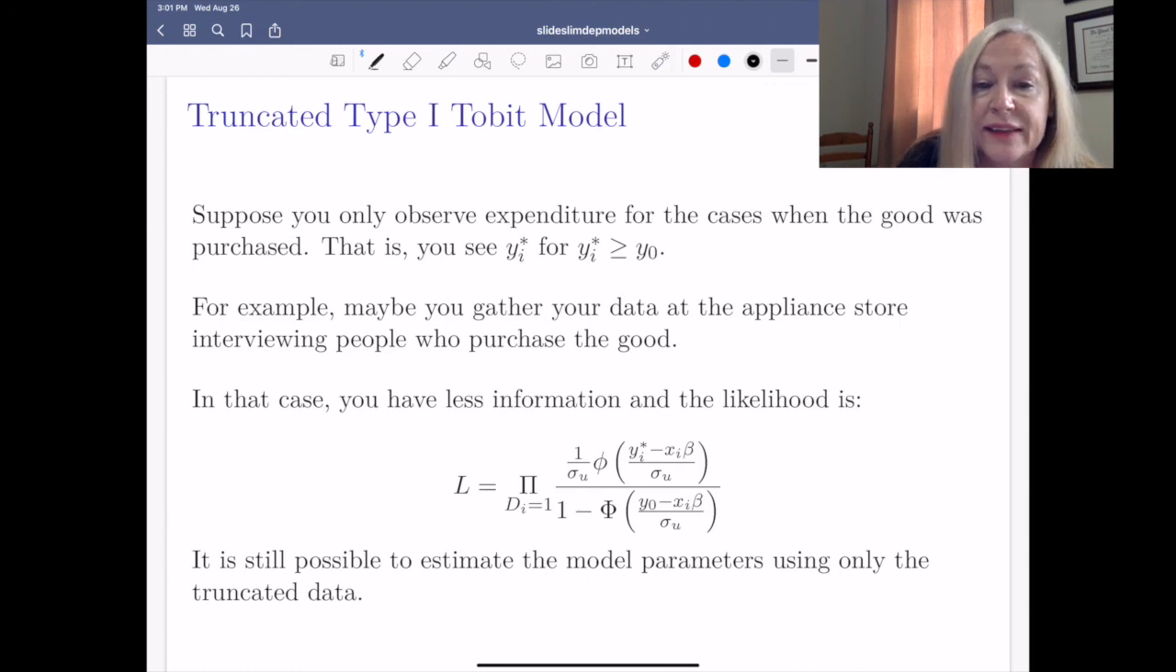In that case, you have less information, and all you have is the conditional likelihood, or the conditional density, because you only observe information on di equals 1. It's still possible to estimate the model parameters. So what's the trade-off? Well, it's efficiency, basically. It's going to be less efficient to only use this information, but you can still estimate the model with only truncated data.